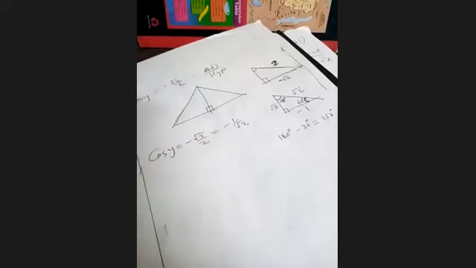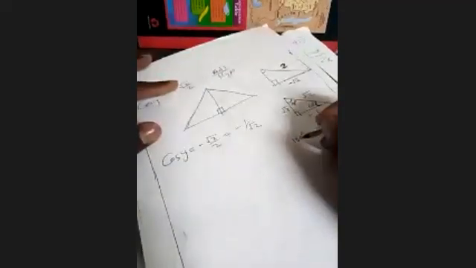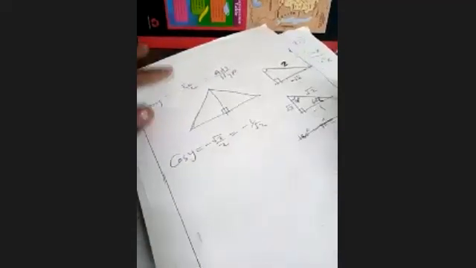Be sure that the value that you get is actually equal to that. Hello? Hello? Yes, cos root 2 over 2, which is equal to 1 over root 2.